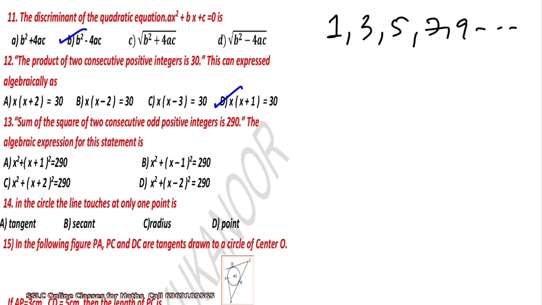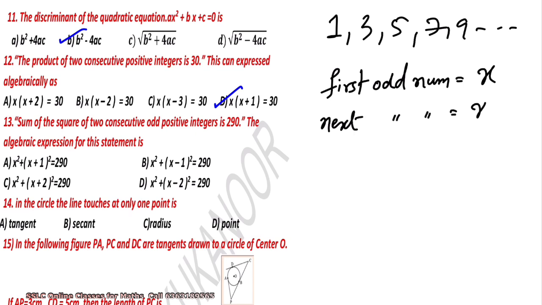Two consecutive odd positive integers are said here. So first odd number, if I take it as x, the next odd number is x plus 2, because see, if you add plus 2 to this, you will get 3. If you add plus 2 to this, 3 plus 2, 5. 5 plus 2, 7. 7 plus 2, 9. So next number is going to be x plus 2. So this is how we can find out the odd numbers.